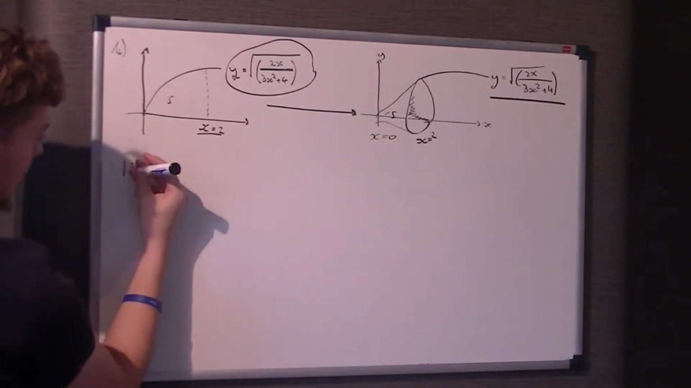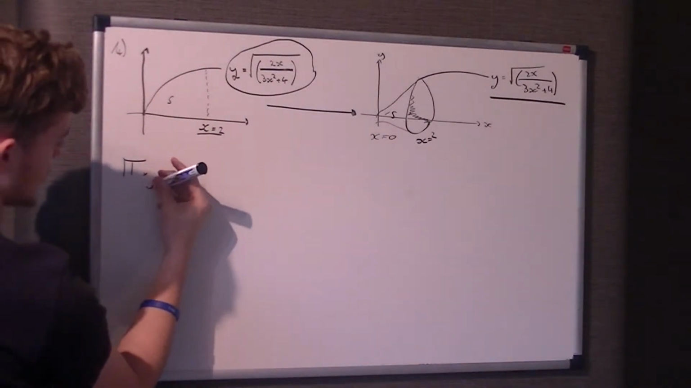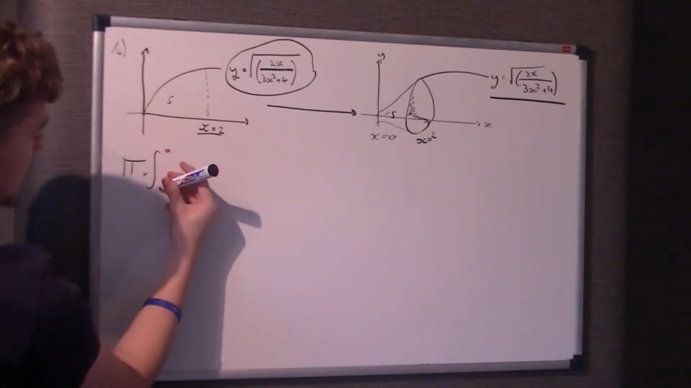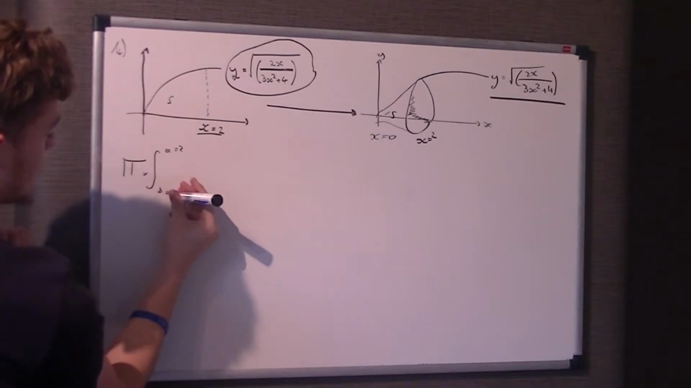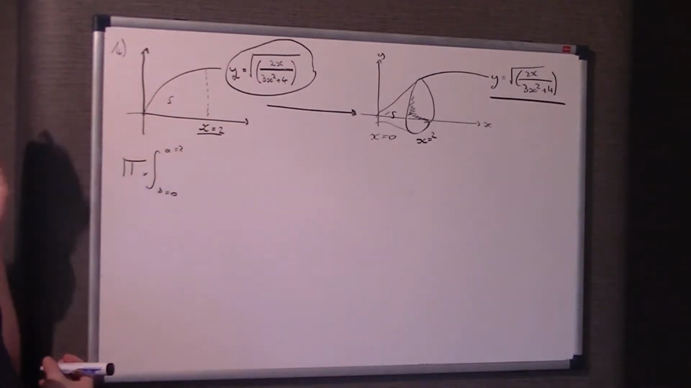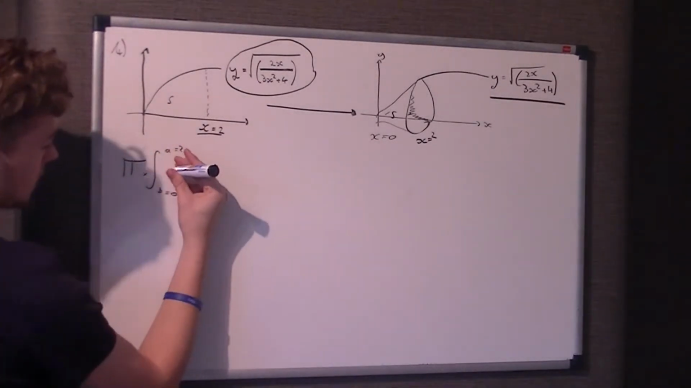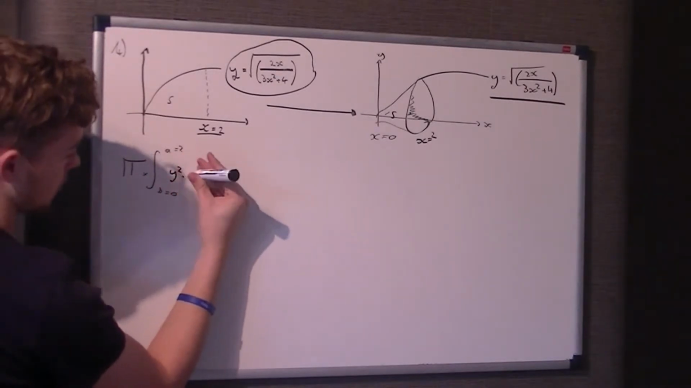So therefore, it's just pi times the integral. I'm going to put limits a and b, a being equal to 2 and b being equal to 0, because the upper limit is 2 and the lower limit is 0. And that's the integral of y squared with respect to x.